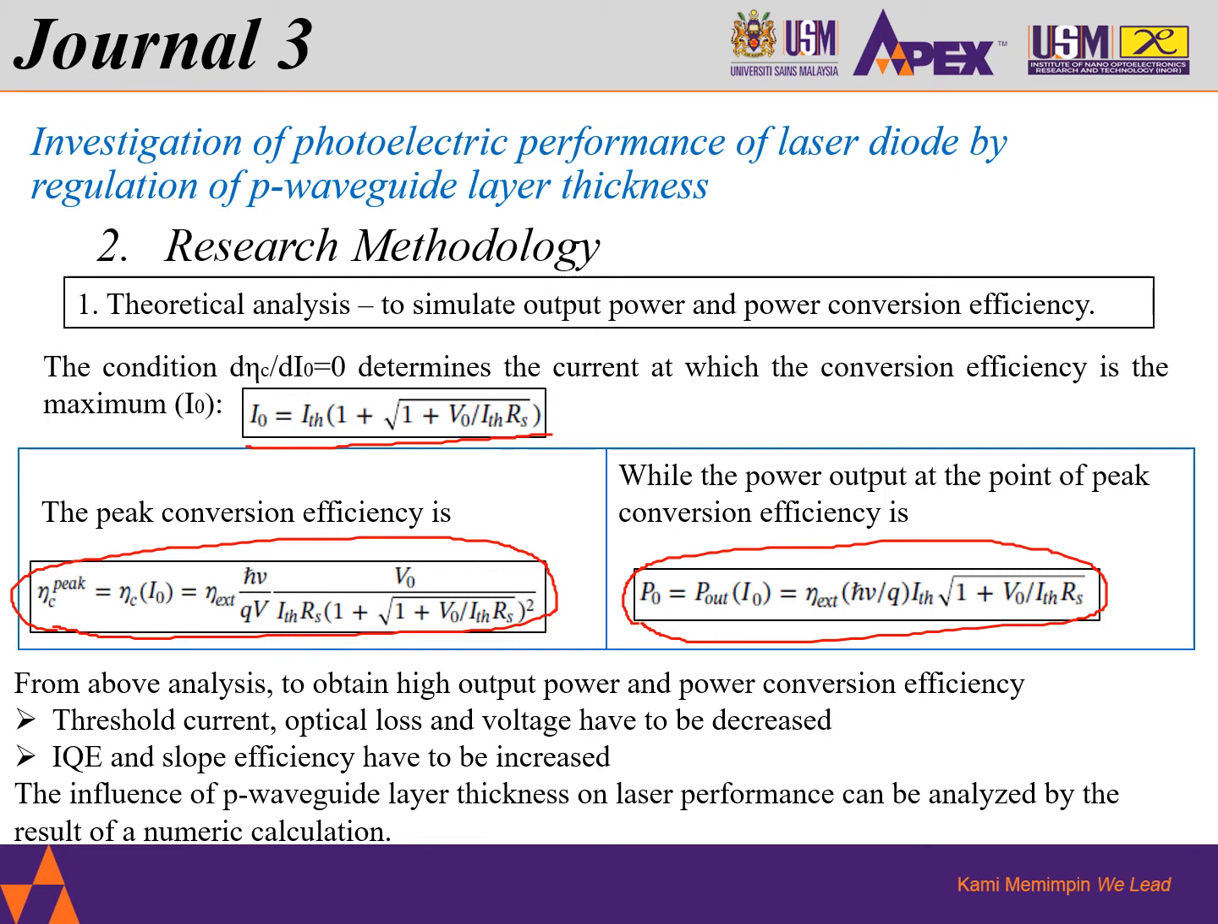From the above analysis, in order to obtain high output power and high power conversion efficiency, we need to ensure a decrease in threshold current, optical loss, and voltage, while increasing the internal quantum efficiency and the slope efficiency. After this, we will discuss the influence of the P waveguide layer thickness on the laser performance, with all these equations input to the simulation.